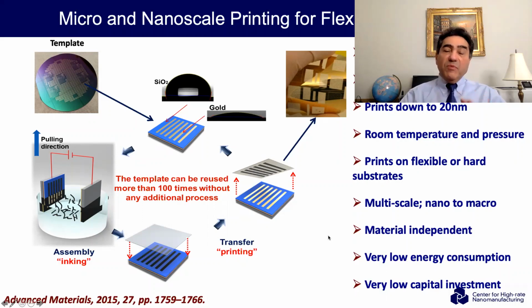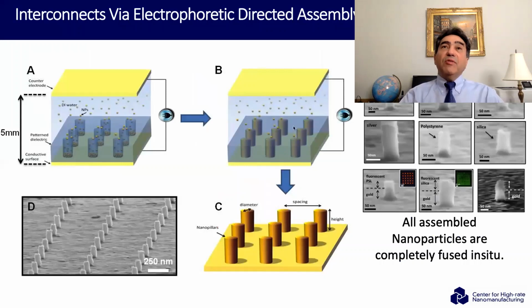So this particular one is on. I'm going to give you some examples later on and show you some applications. But we also have a process where you print directly on the silicon wafer or sapphire wafer or any rigid wafer, for example. So this is how you make interconnect.